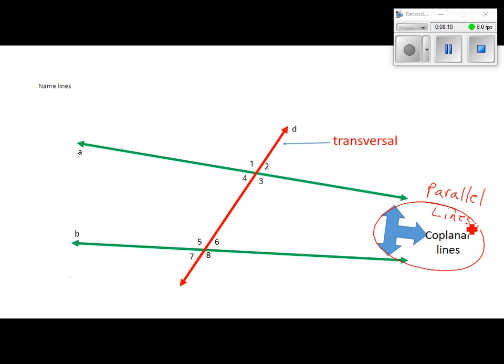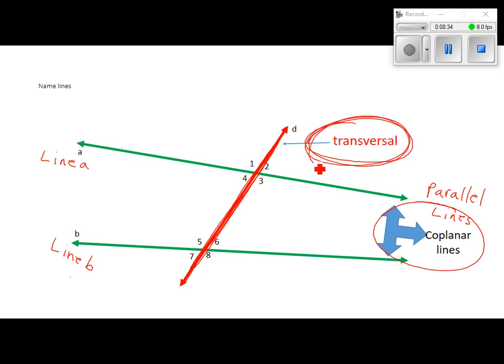So if we're looking at this, the two green lines, the two coplanar lines, that would be line A and line B. The other line that intersects both of those two coplanar lines is called the transversal. That's very, very important that you know that that's called the transversal. And that would be line D. So line D here is the transversal. If we have that, 8 angles are formed every single time.